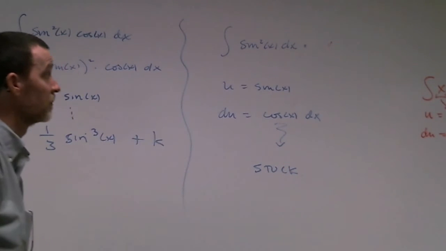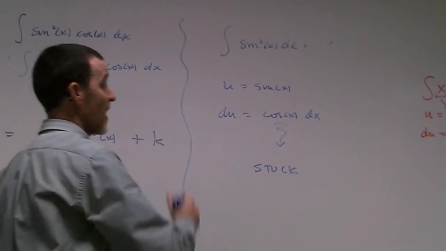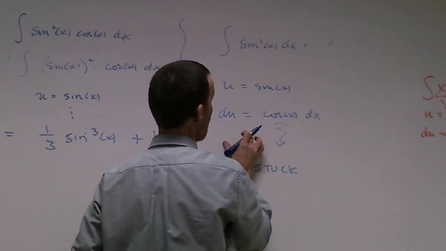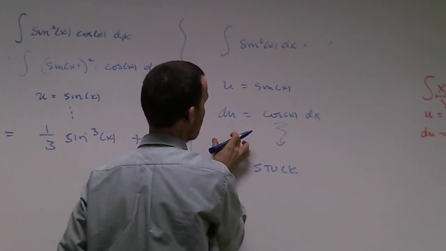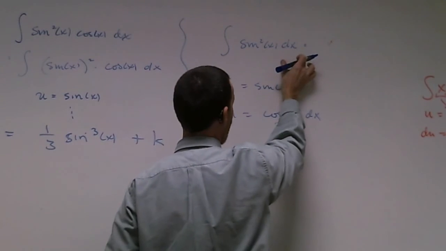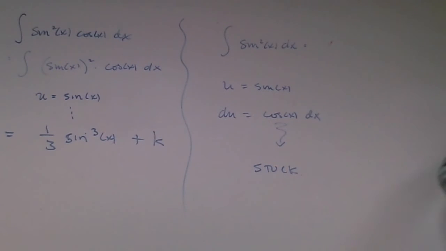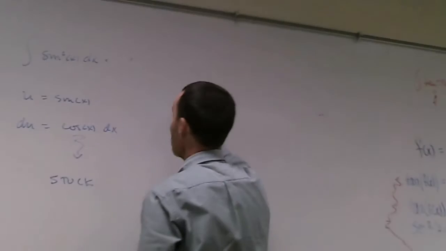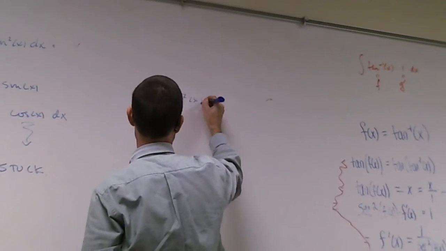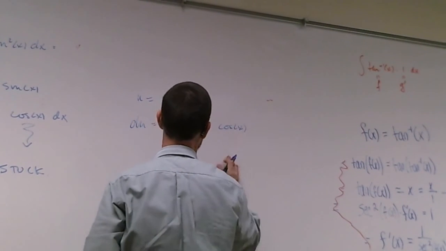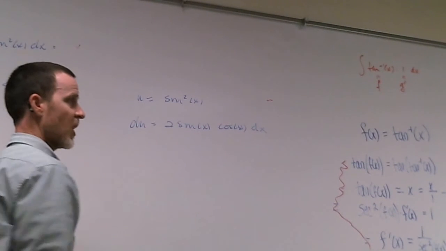U is sine x or sine squared x? Well, I tried sine x, but I got stuck because I ended up with a cosine. If I solve for dx, I get du over cosine, but how am I going to get rid of that cosine? So you suggested maybe I should try u equals sine squared of x. Then du would be 2 sine of x cosine of x dx. Okay, now I've still got cosine hanging around that I don't like.